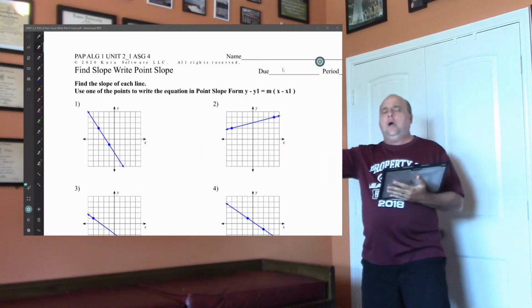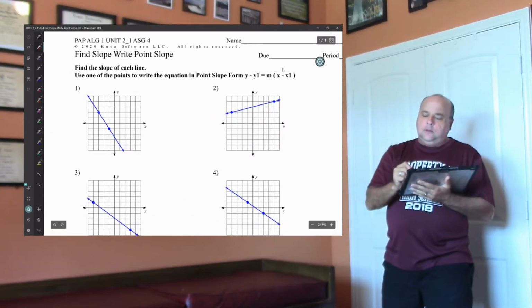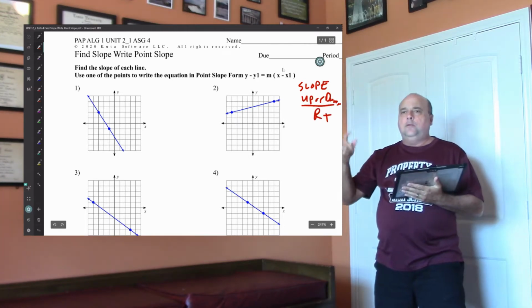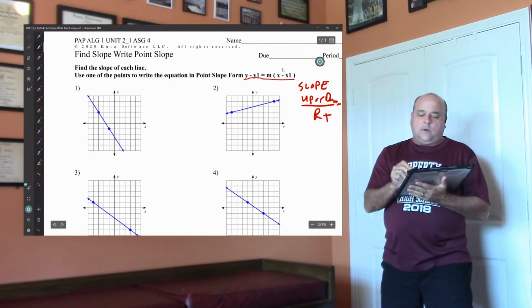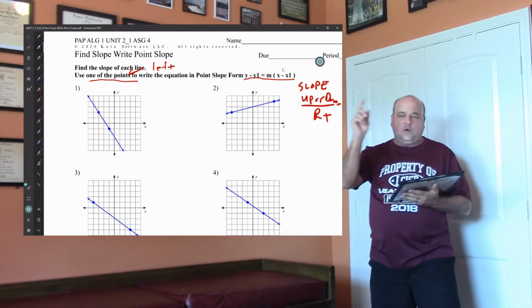And a magical whiteboard appears and we are going here. Remember, your slope is up or down over right. Up or down over right. Not only do we have to find the slope, we got to write the point slope, and we're going to use one of the points. Let's use the left point first, okay? So we're going to use the point on the left to make these equations.